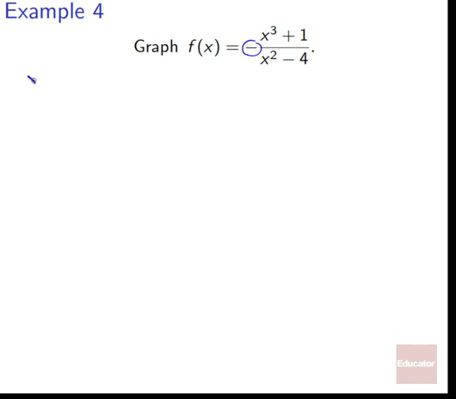Well, x cubed plus 1. How can we break that down? Well, we notice that if we plug in negative 1, that's going to turn to 0. So we know that x plus 1 has to be a factor.